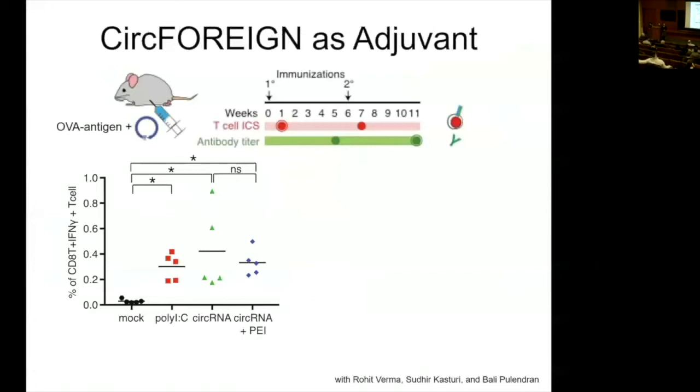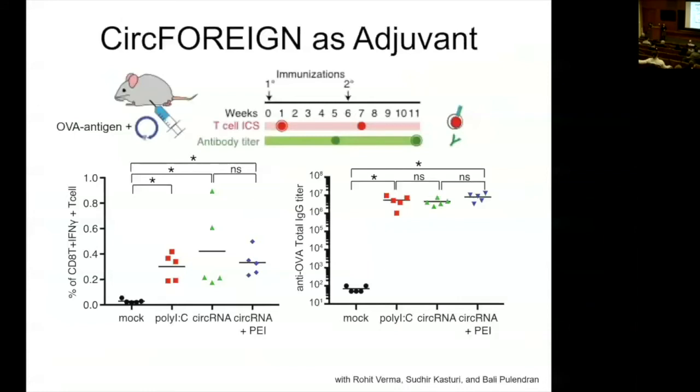And we were really puzzled by the fact that we did not need an in vivo transfection reagent, and this is something that we're trying to understand mechanistically and molecularly as well. When we looked at the antibody response, we found that similarly, both circular RNAs, with the in vivo transfection reagent and the one without, also produced similar levels as the positive control poly-IC.